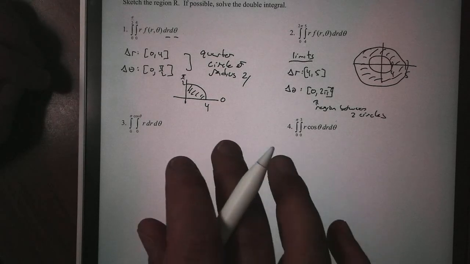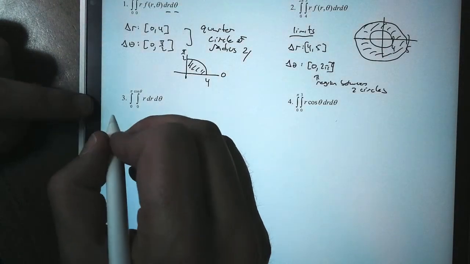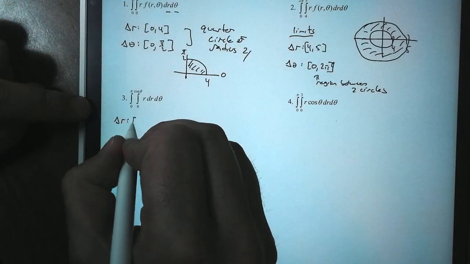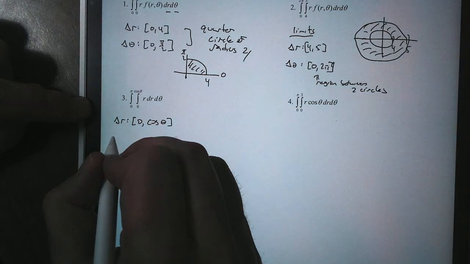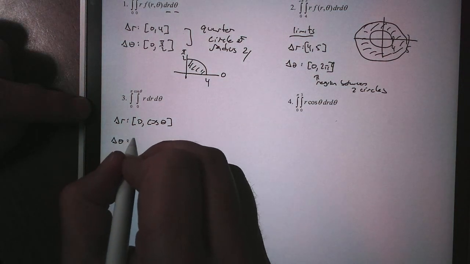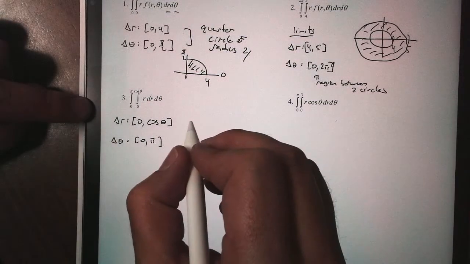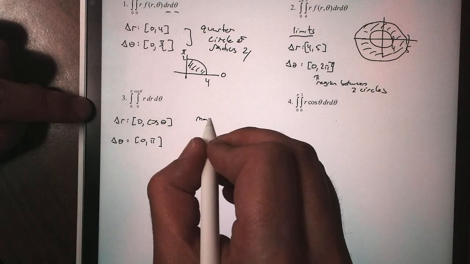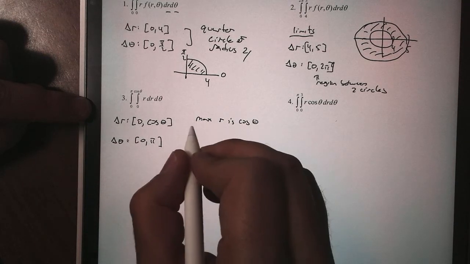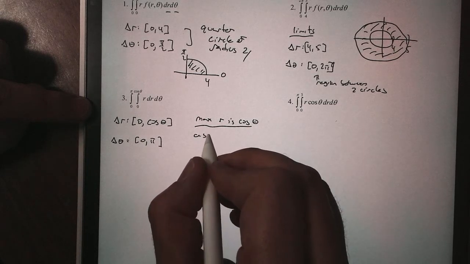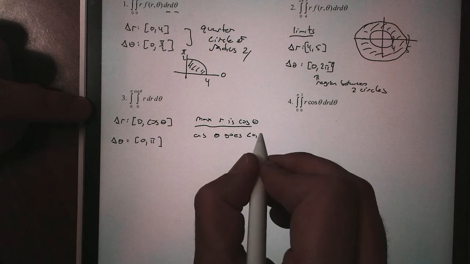Alright, so let's take a look here. This one says my change in radius is going to go from 0 to cosine of theta, while my angle, theta, is going to go from 0 to pi. So what are they telling us? That the maximum radius is cosine of theta, in other words, as theta goes from 0 to pi.